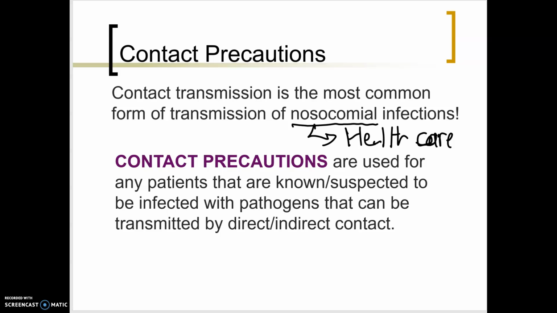So for contact precautions, basically if we know someone has the pathogen, we just prevent contact with them either directly or indirectly. It's not as easy said as done, but you do your best.